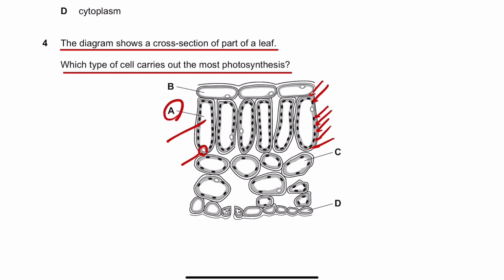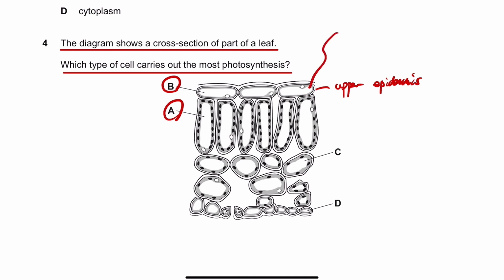So hence, this cell, or these cells, are the ones that carry out the most photosynthesis. B does not have any chloroplasts, so it doesn't. It's actually the upper epidermis. This is the upper epidermis, which is transparent, so the light can just go through it.